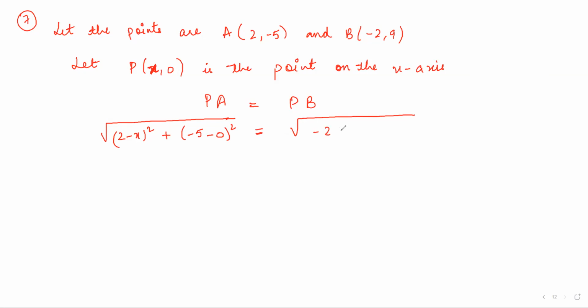So minus 2 minus x whole square, PB or BP, whatever you want to take, plus I can take 9 minus 0 whole square. Yes, Rida? Any problem? Okay. Now you can just remove the square root. You can square on both sides, so the square root will be gone.